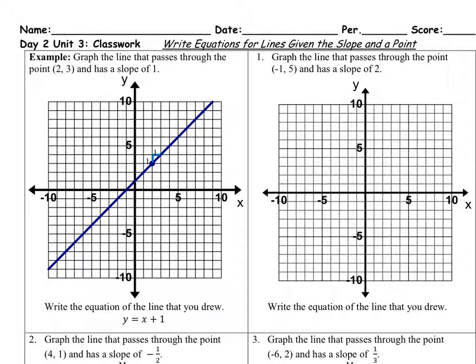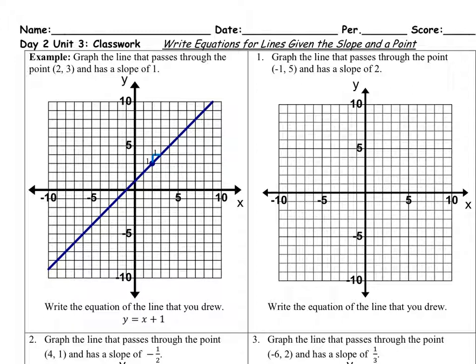All right, so write equations for lines, given the slopage and a point. Number one. Well, actually, that's kind of an example there on the left, which has been done for you. And it's very nice of them to have done these. It tells us a point that the line is going through and then gave us the slopage, okay?